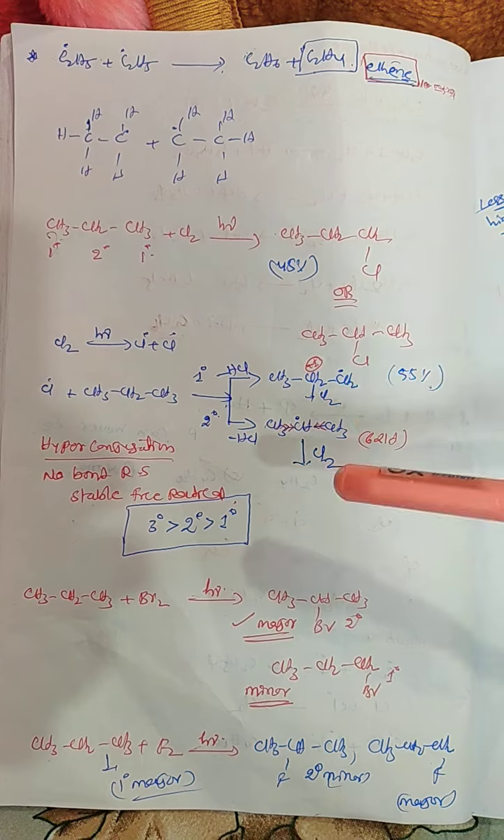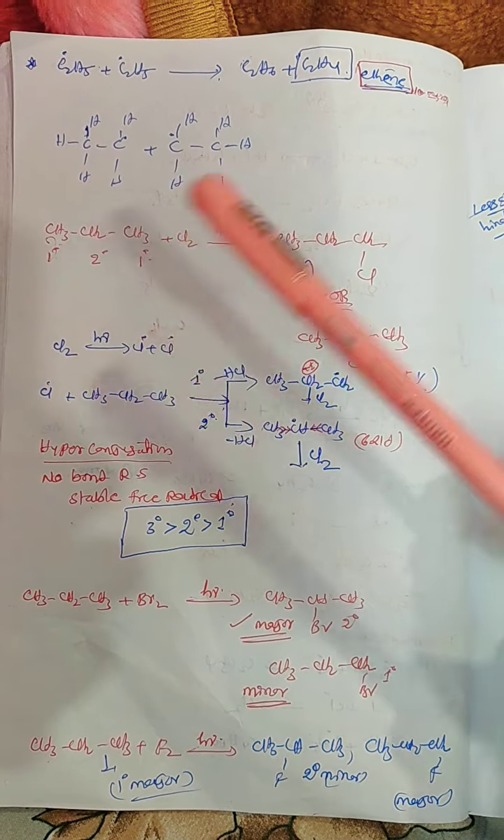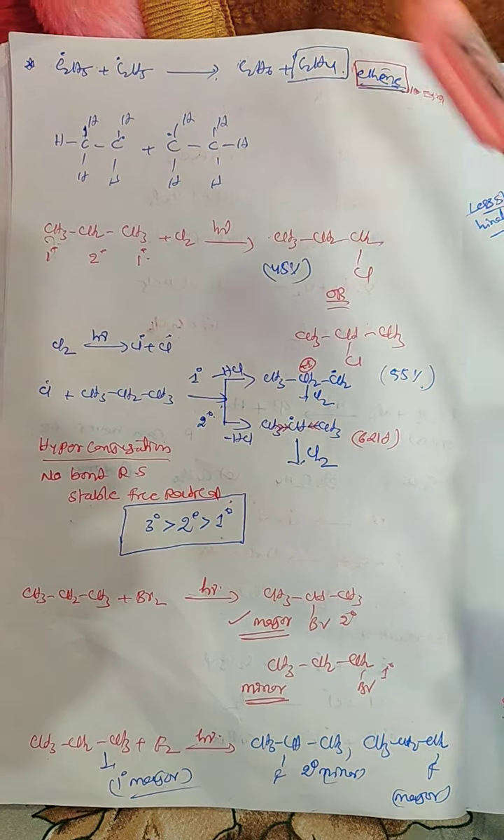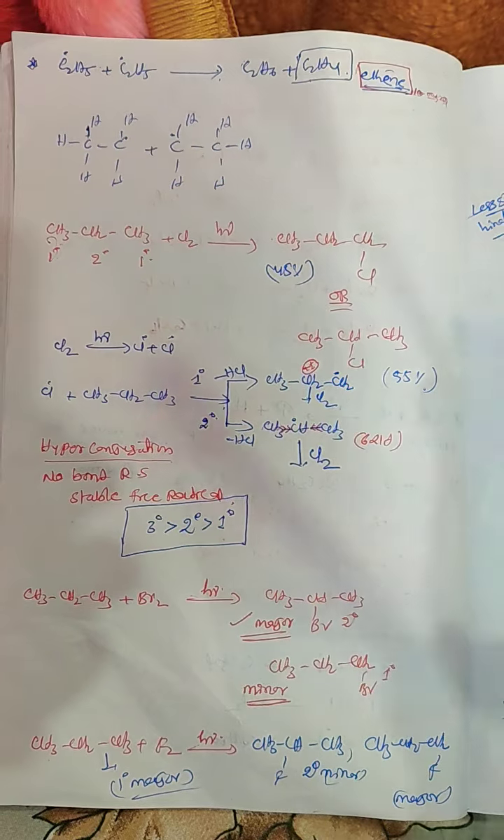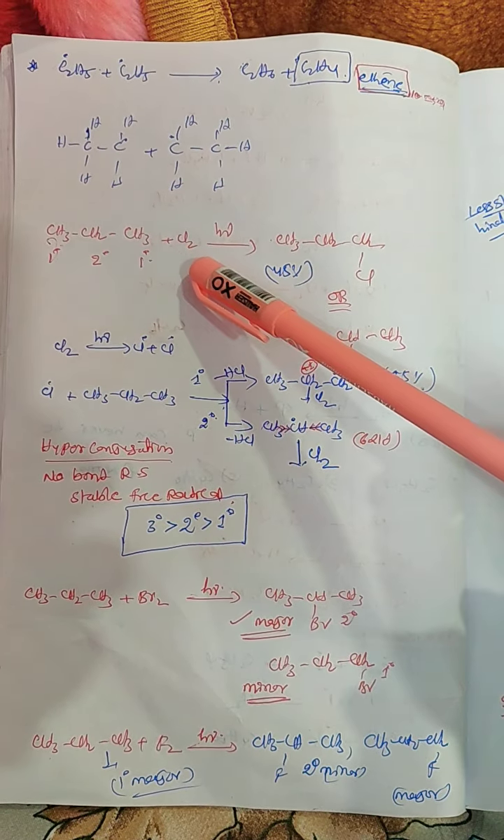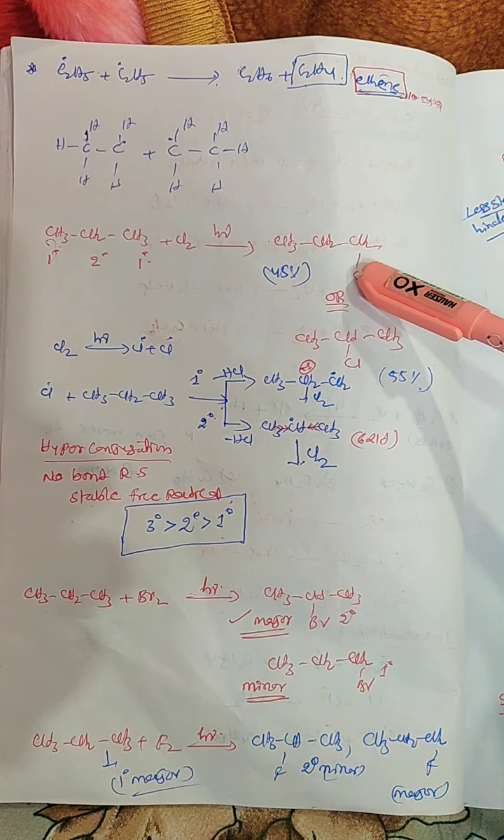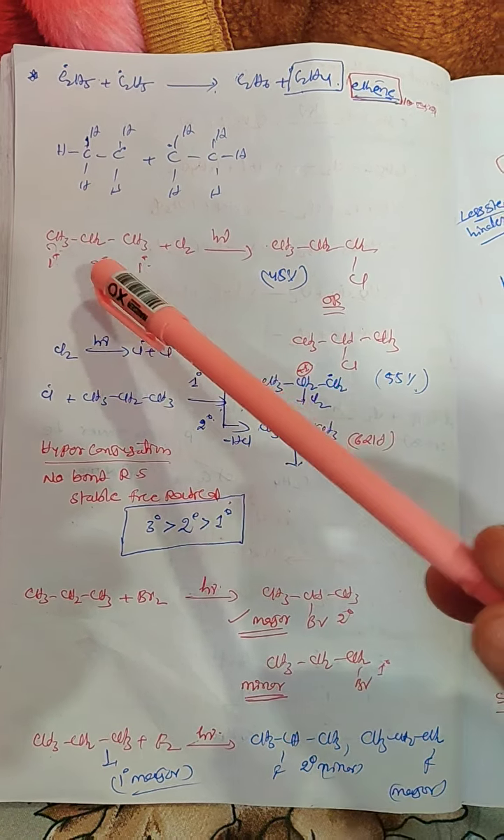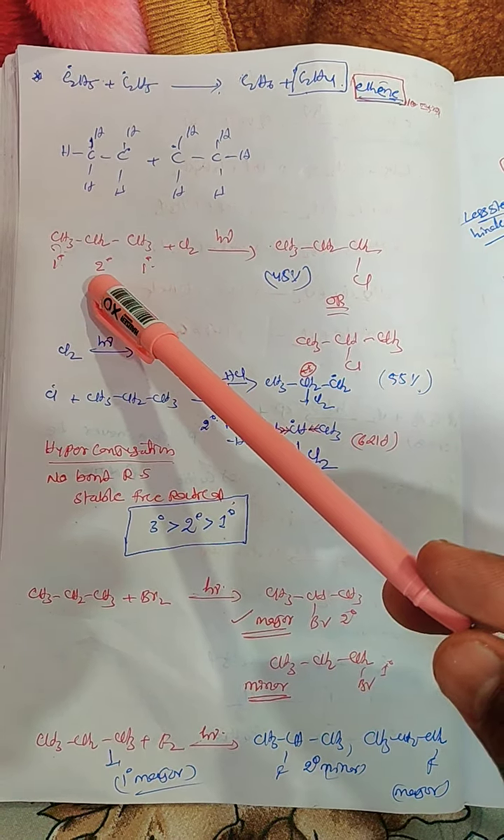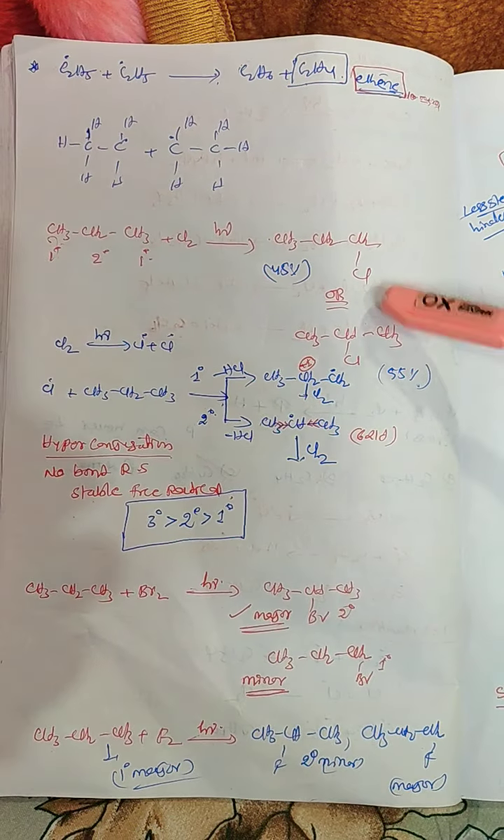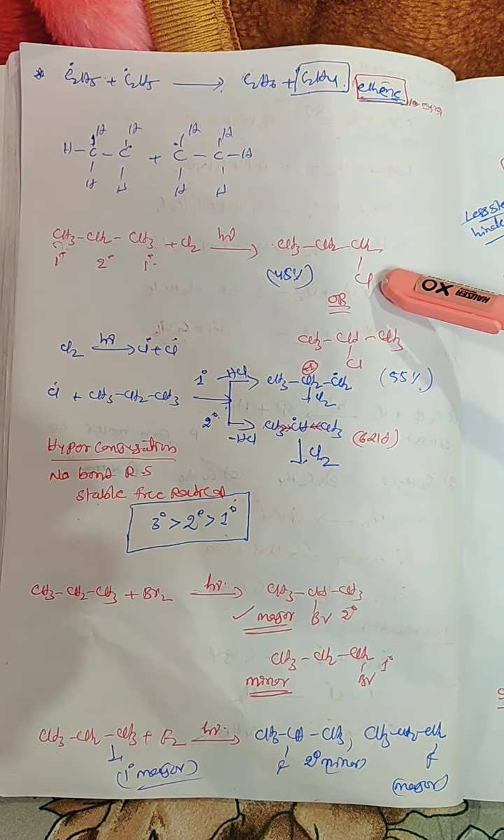Now I want to explain further the halogenation of propane. We completed ethane. Next, we have to follow propane. If you use chlorine with propane, it will form chlorine products at the primary carbon. This is the primary carbon. This is the secondary, where two carbons are attached. This is secondary. This is also primary. Chlorine will form at the primary carbon once.